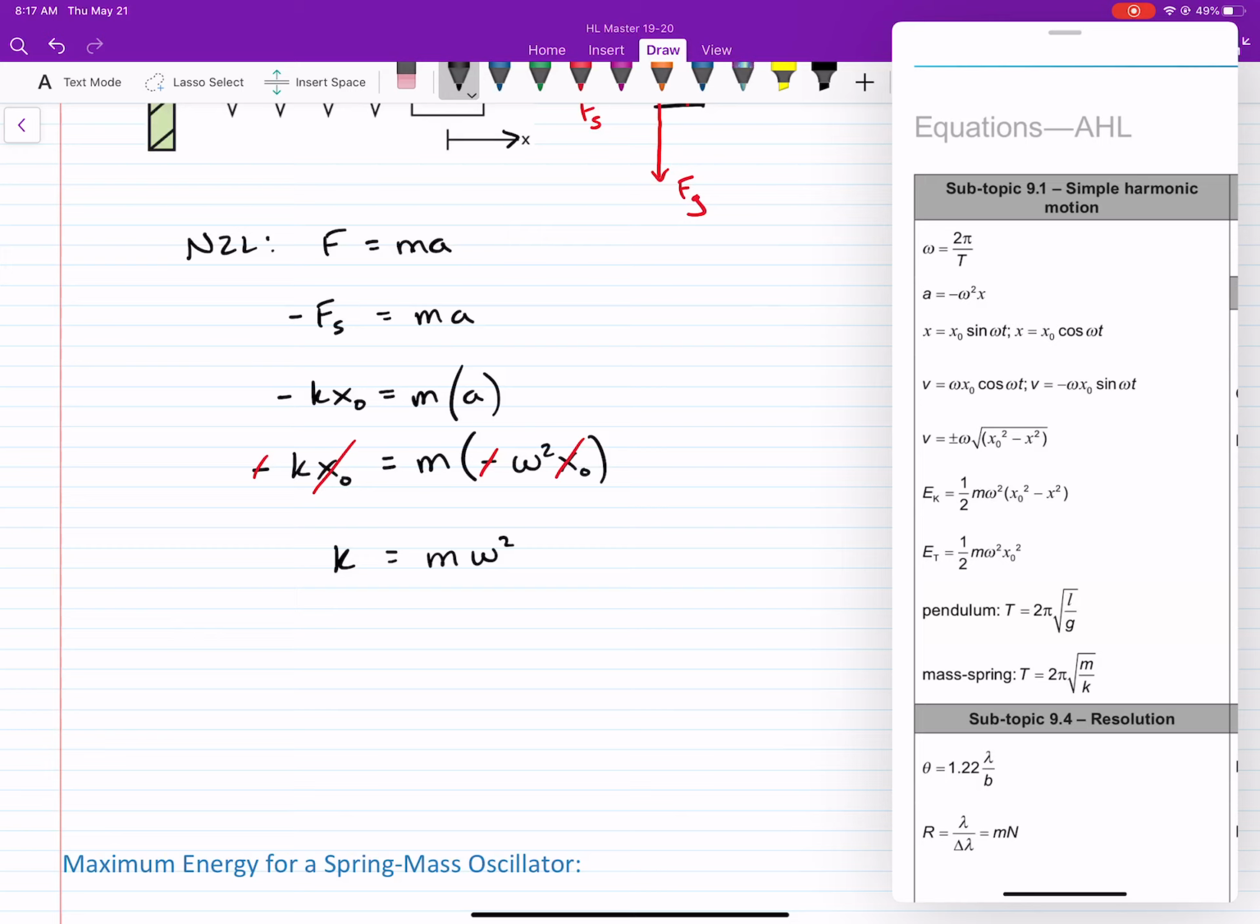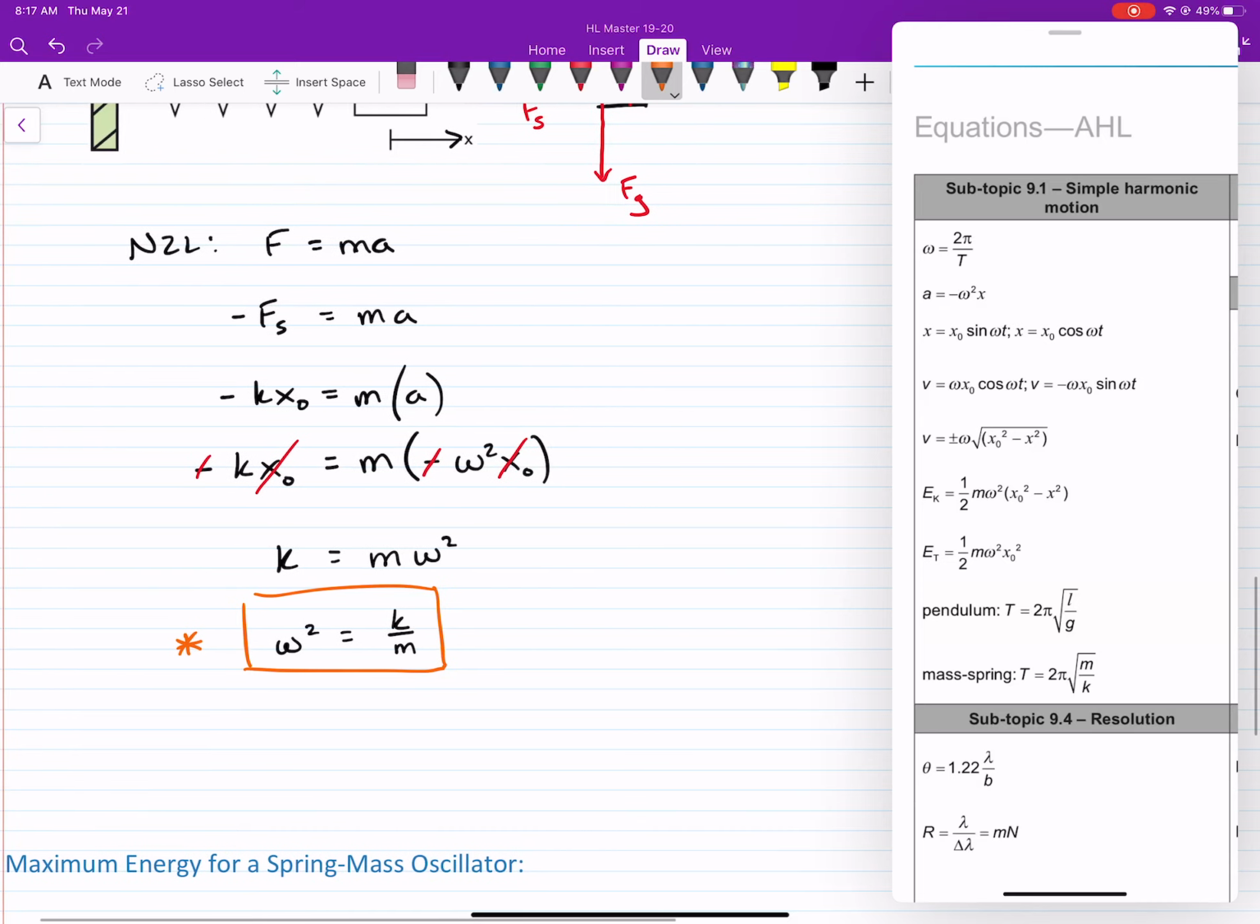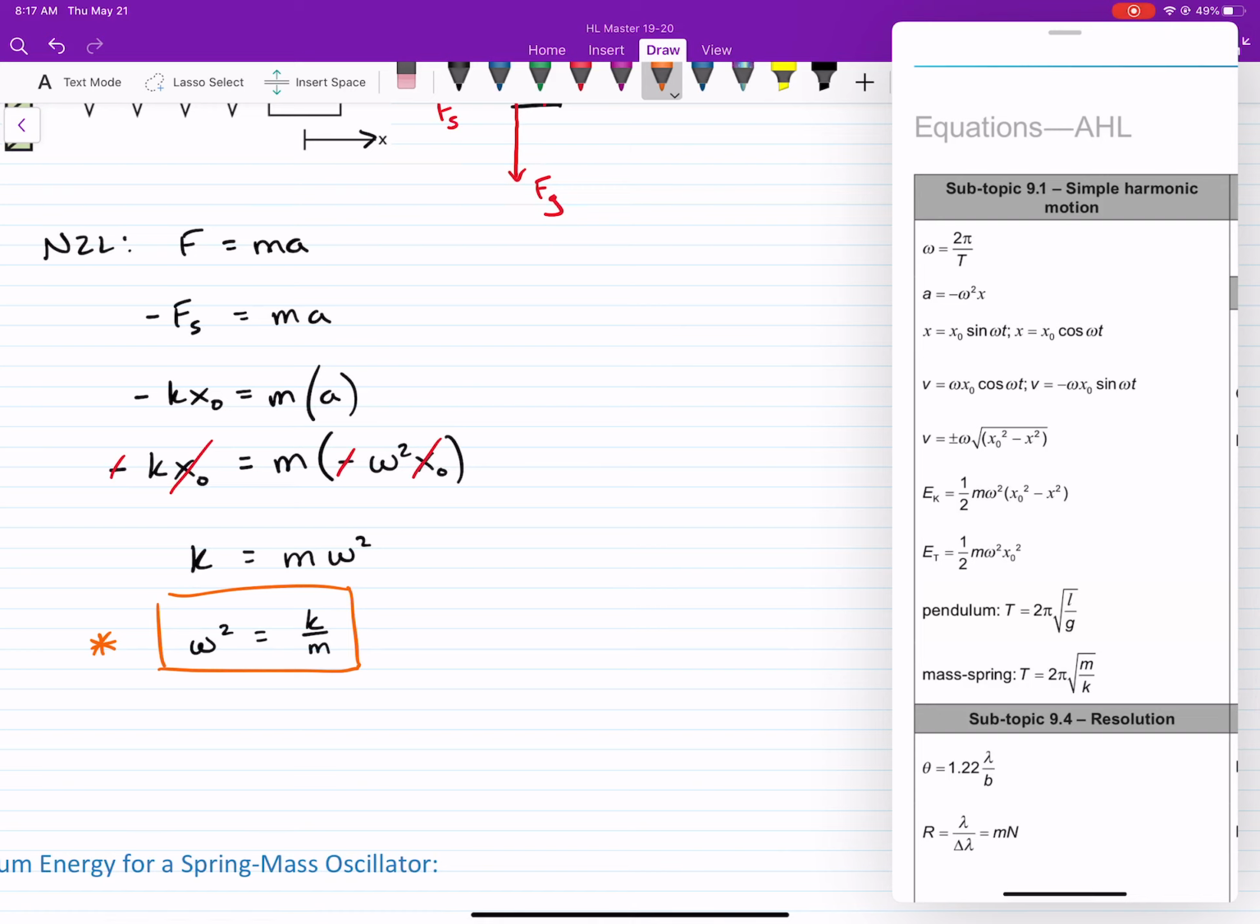A lot of times the way we'll write this is omega squared equals k over m. And that's actually pretty good to know. It's not our final formula, but I would suggest you add that to your data booklet somewhere, maybe down there with the pendulum and the mass and the spring, something towards the bottom. That's definitely a good thing to remember. I'm going to keep going with that because there are a few other things we need to do before we can get to the period formula.